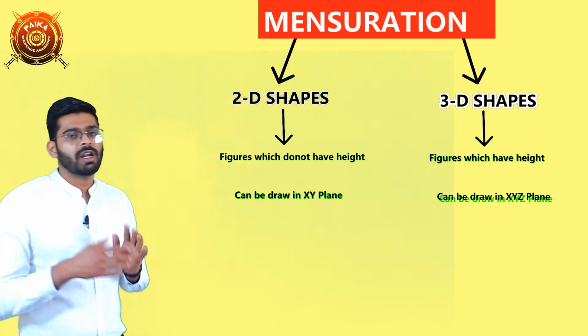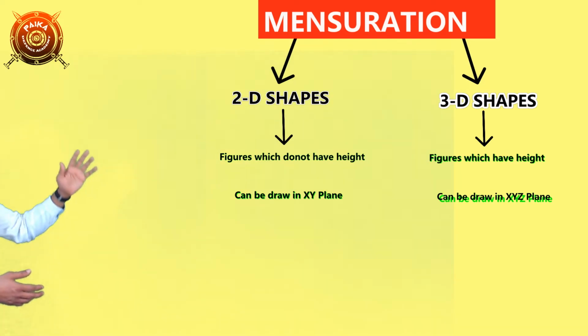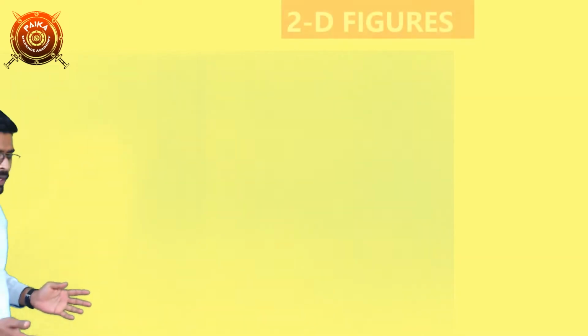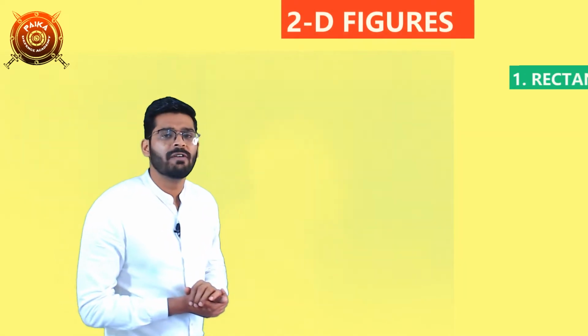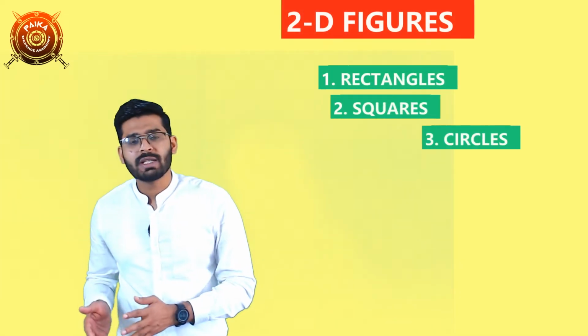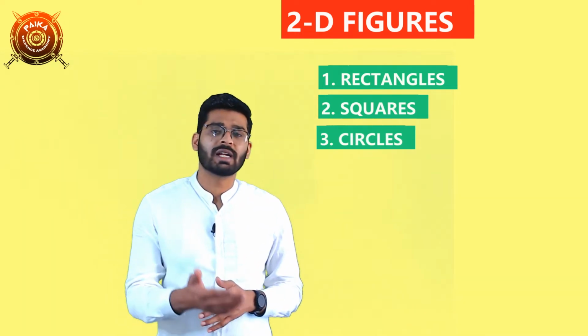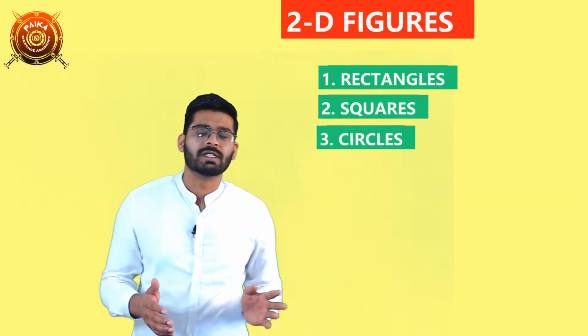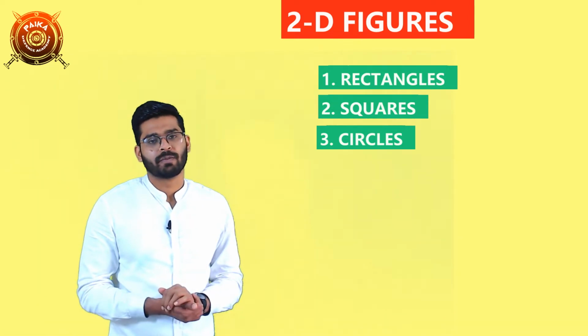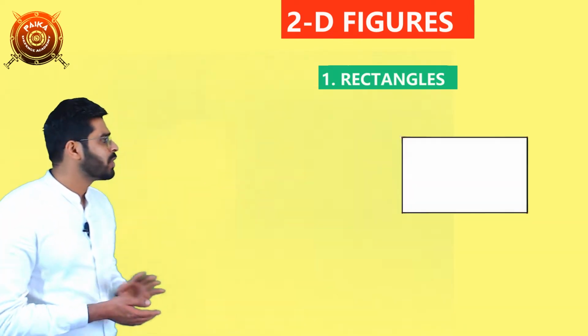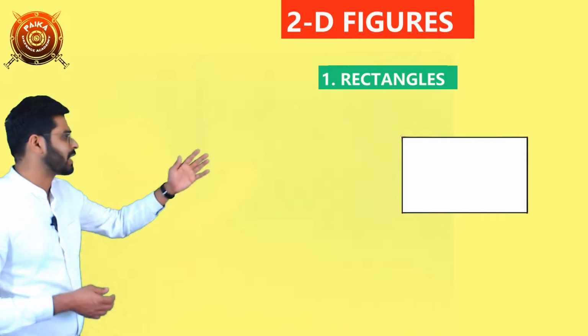Okay. Now students, we will discuss 2D figures more briefly. About 2D figures we have discussed in our previous classes. We have discussed rectangles, squares, and circles. These are all 2D figures. Why are these all 2D figures? Because these all have no height. Okay. So the first figure that we will revise is a rectangle.